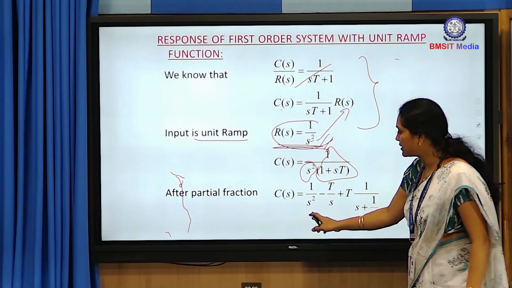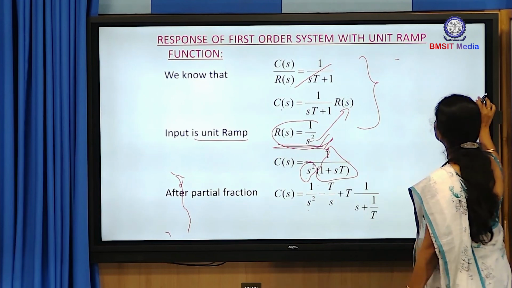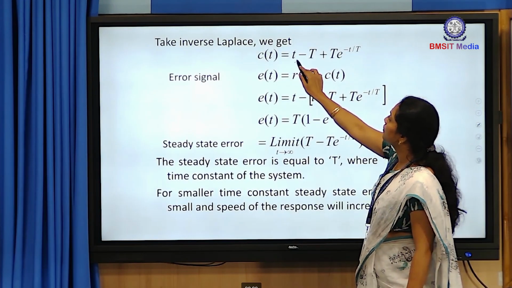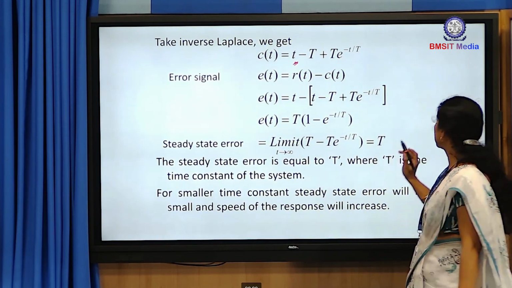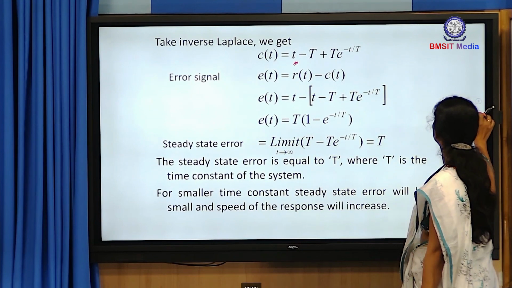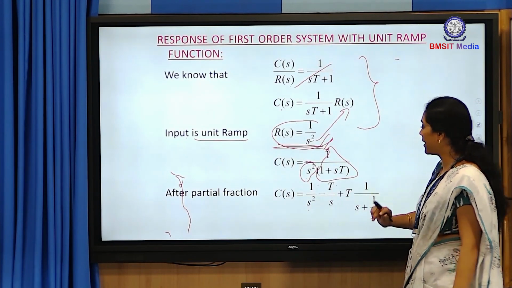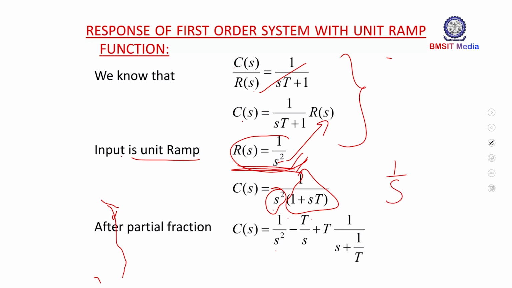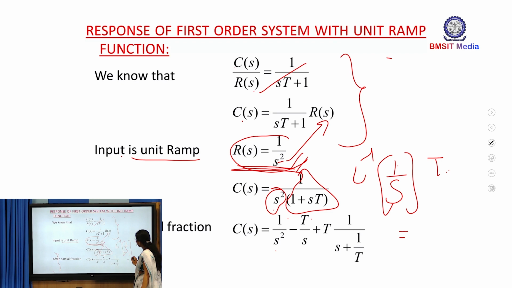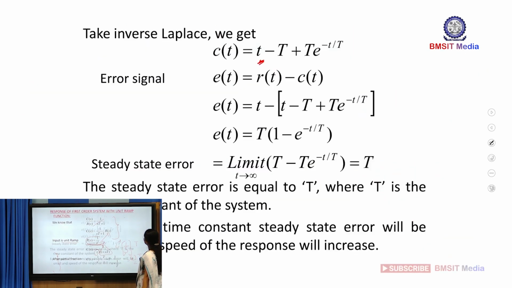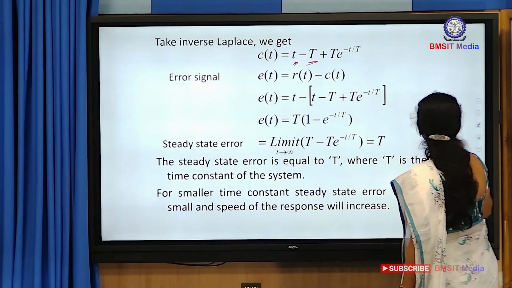I have to take the inverse Laplace transform. So 1 divided by S square: the inverse Laplace transform of 1 by S square is nothing but t. Then T divided by S, that means 1 divided by S with respect to the constant T. The inverse Laplace transform of 1 by S is equivalent to 1. 1 into T is equivalent to T. Therefore, I substituted the value here as T.